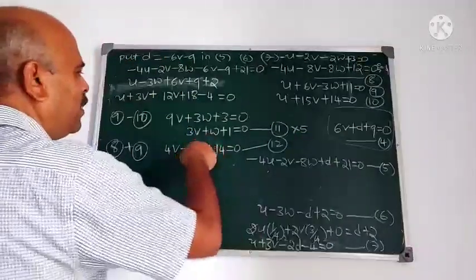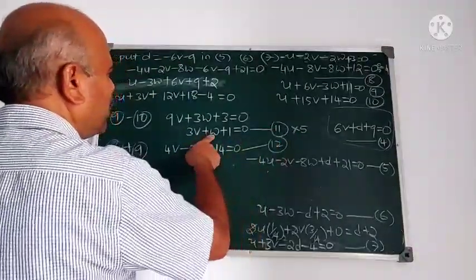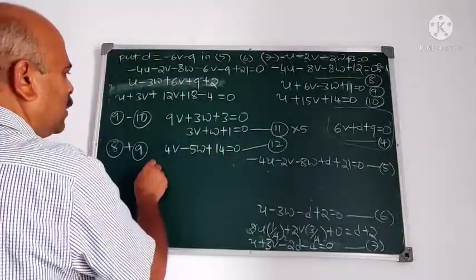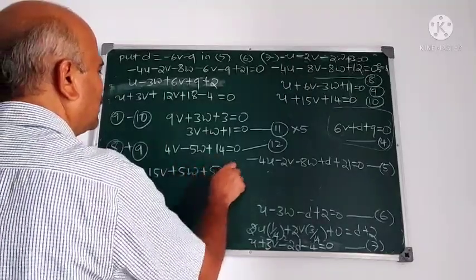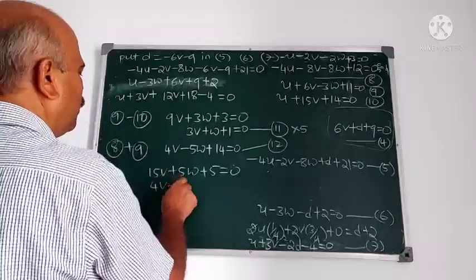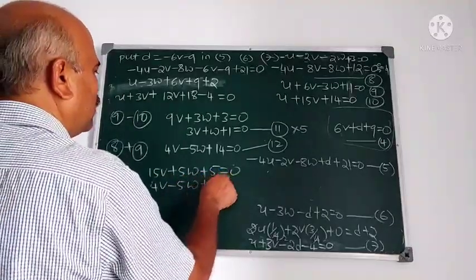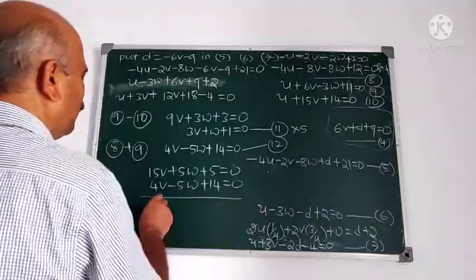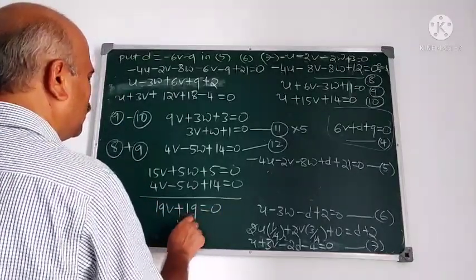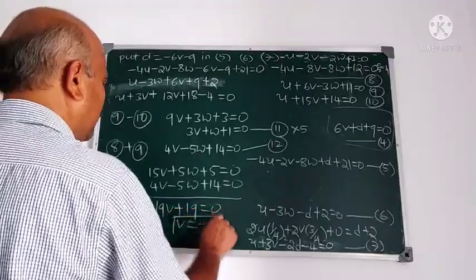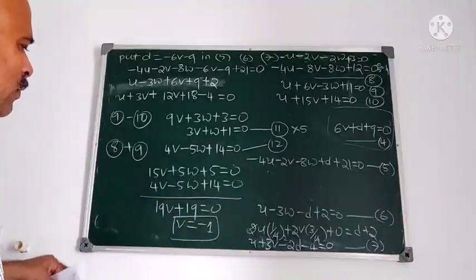To solve, I eliminate w. For that, multiply this by 5. What do you get? 15v, 5w plus 5 is 0. 4v minus 5w plus 14 is 0. Adding, 19v plus 19 is equal to 0. v is minus 1. Correct? Value of v is minus 1.